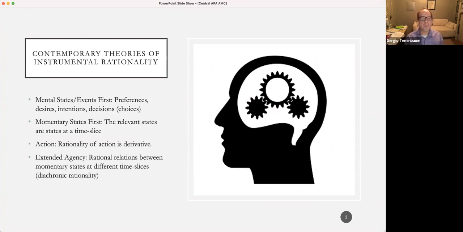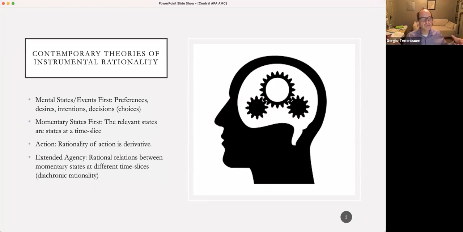They also take momentary states. The relevant states tend to be time slice states: decisions, intentions at a specific time, preferences at a specific moment. And so when we look at instrumental rationality, we're looking at the relations between mental states, and the rationality of action in general is derivative. Now you need some kind of conception: an action is rational if it conforms to an intention that is rationally formed, or an action that corresponds to a rational decision is rational.